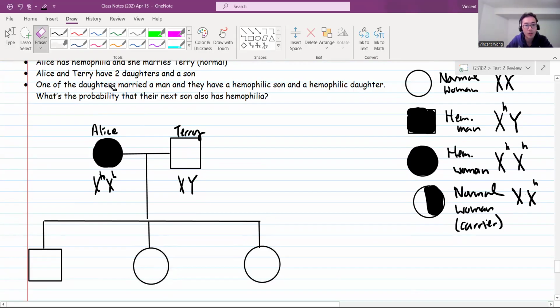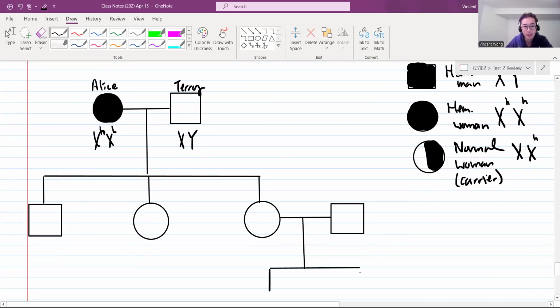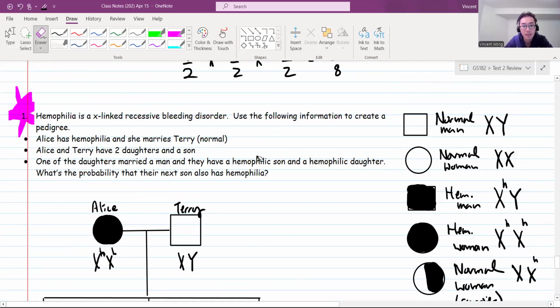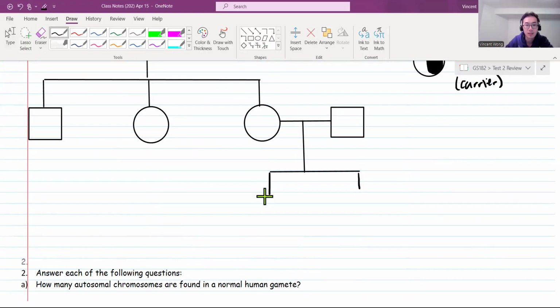One of the daughters married a man. Good for her. And they have a hemophiliac son and a hemophiliac daughter, so I had to go to another generation. What's going on with them? They have a hemophiliac son and a hemophiliac daughter. So there's the son, there's the daughter.